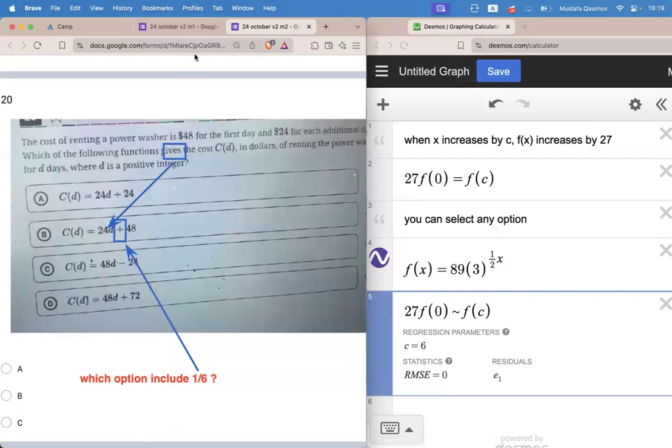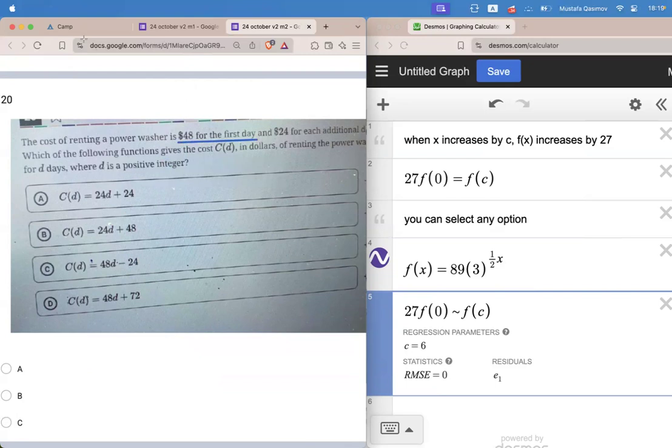It's very simple. We look at this question out of time. When I say first day, it means when you write 1 instead of D1. When you have $48 for the first day, it means f of 1 is equal to 48. And when you write 1 here instead of D1, you must get 48.